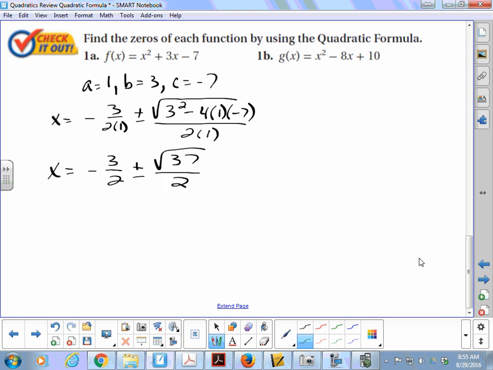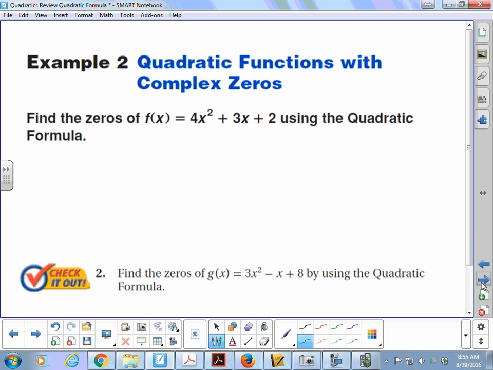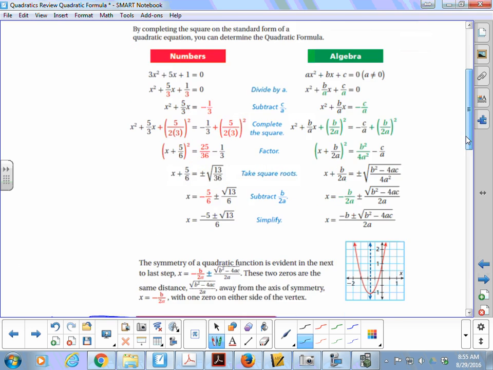Now, let's look at a situation where this number here is going to be negative, okay? And see if you can remember what to do in those situations. So we're going to end up with what's called complex zeros then. Oh, wait a minute, let me go back. Sorry. I want to show you how to check to see if these are right or not.